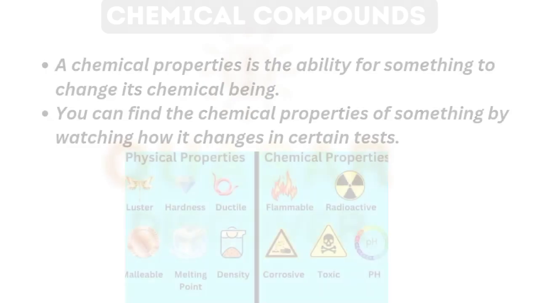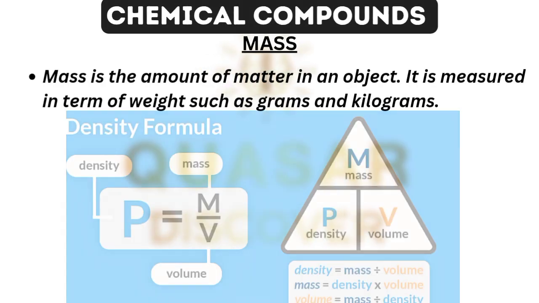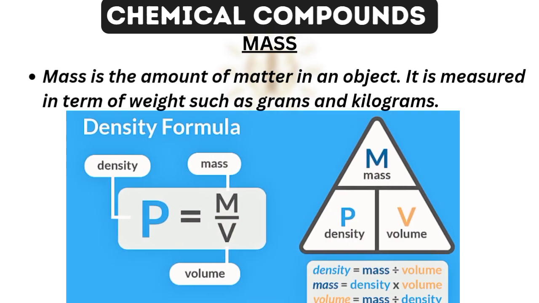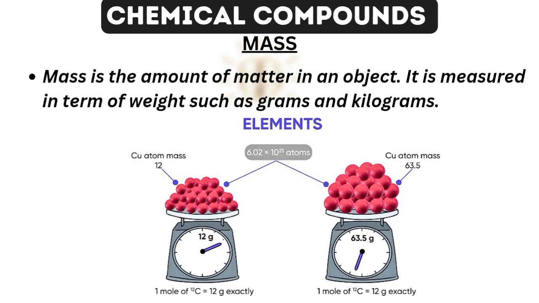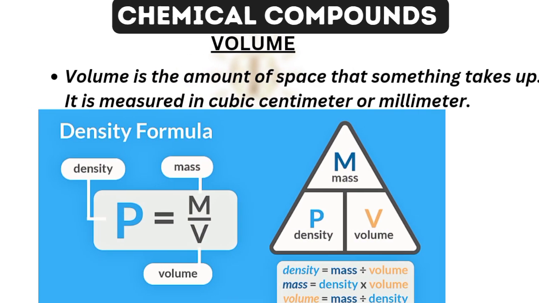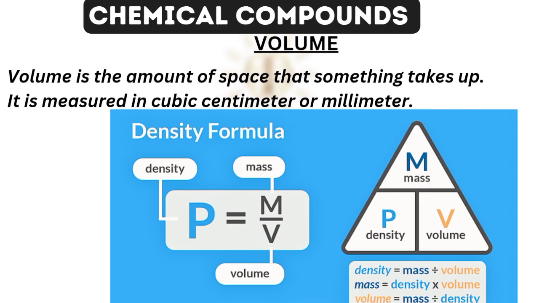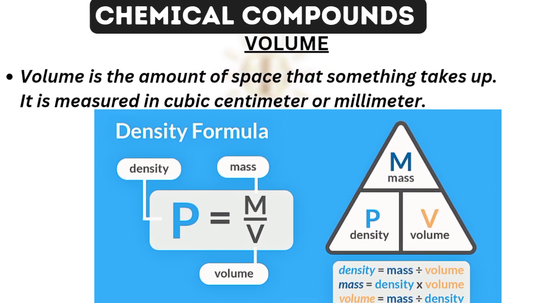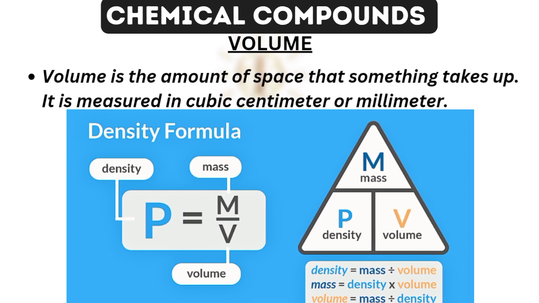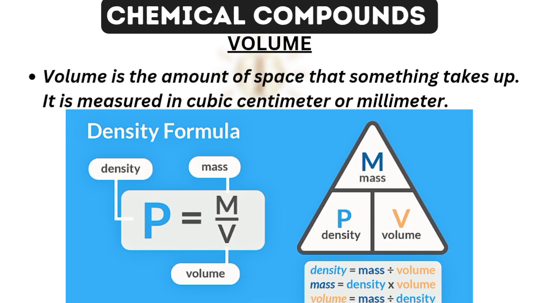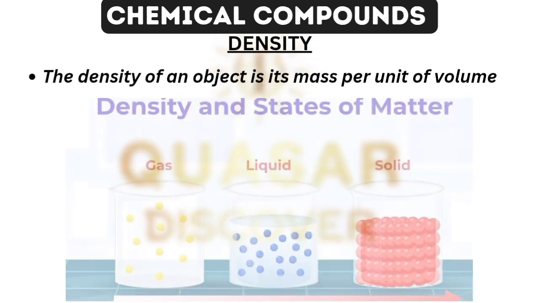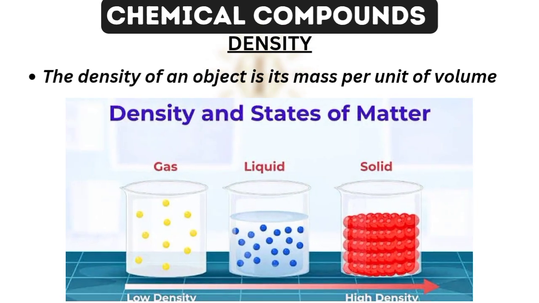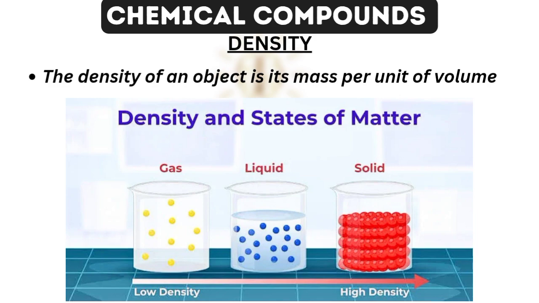Mass, volume, and density. Mass is the amount of matter in an object. It is measured in terms of weight, such as grams and kilograms. Volume. Volume is the amount of space that something takes up. It is measured in cubic centimeters or milliliters. Density. The density of an object is its mass per unit of volume.